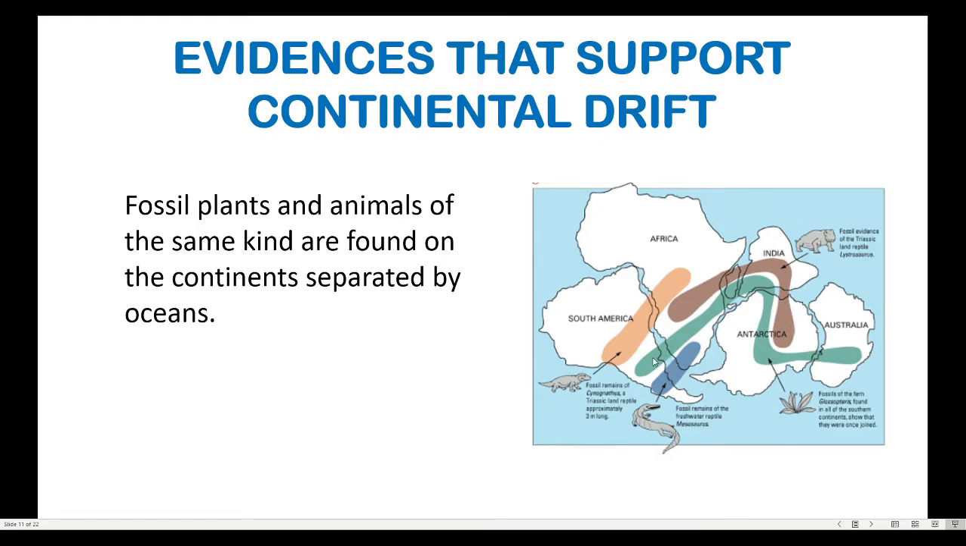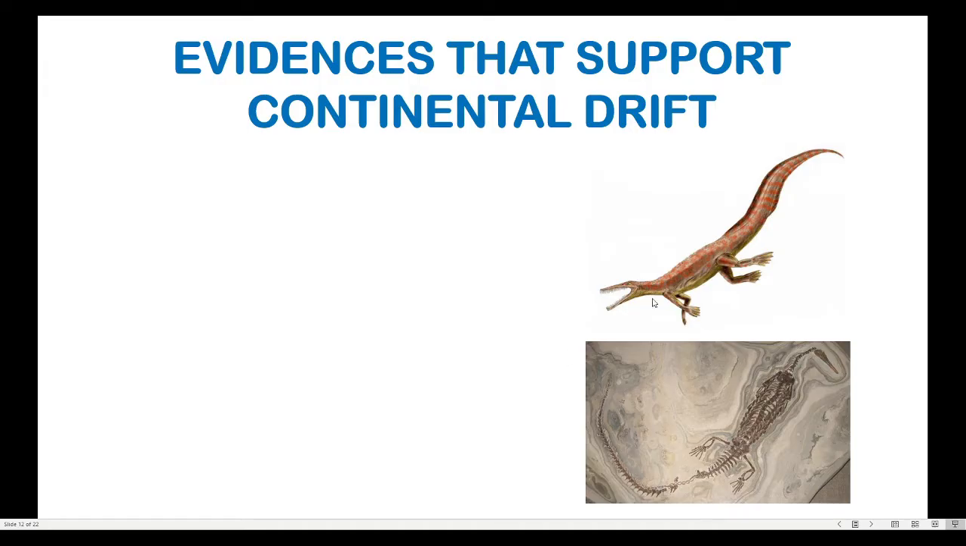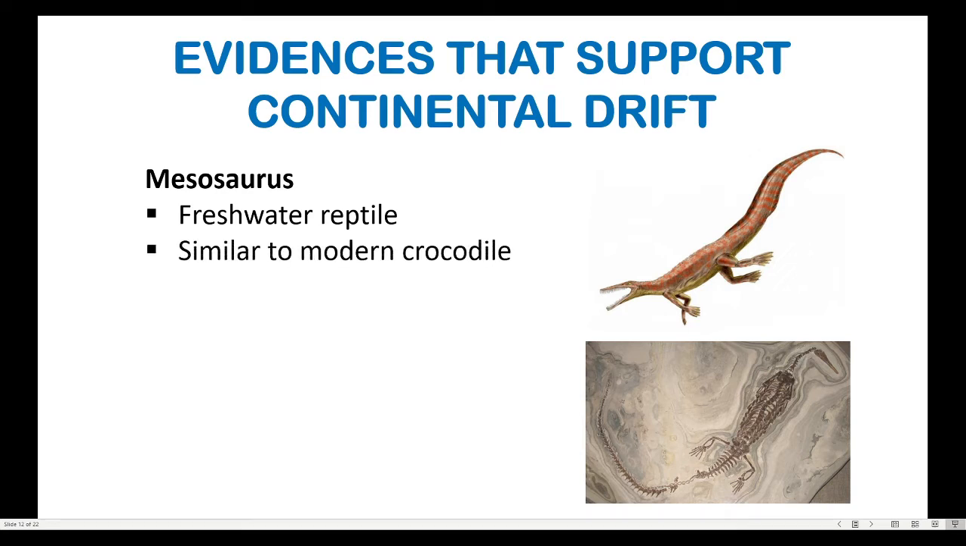So, for example, let's start with this. This is the Mesosaurus. The Mesosaurus is a freshwater reptile and looks like a crocodile. So from that description alone, it's a freshwater reptile. When you say freshwater, it only lives in water that is not salty. So that means it cannot pass through big oceans.